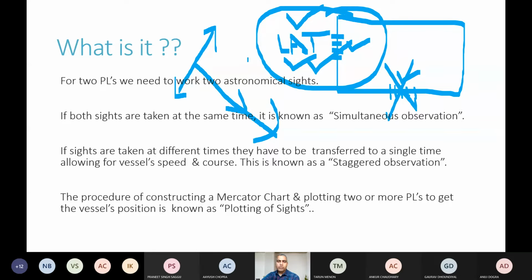So let me tell you how do we plot this chart. Let us first discuss some salient points, features of the Mercator chart.